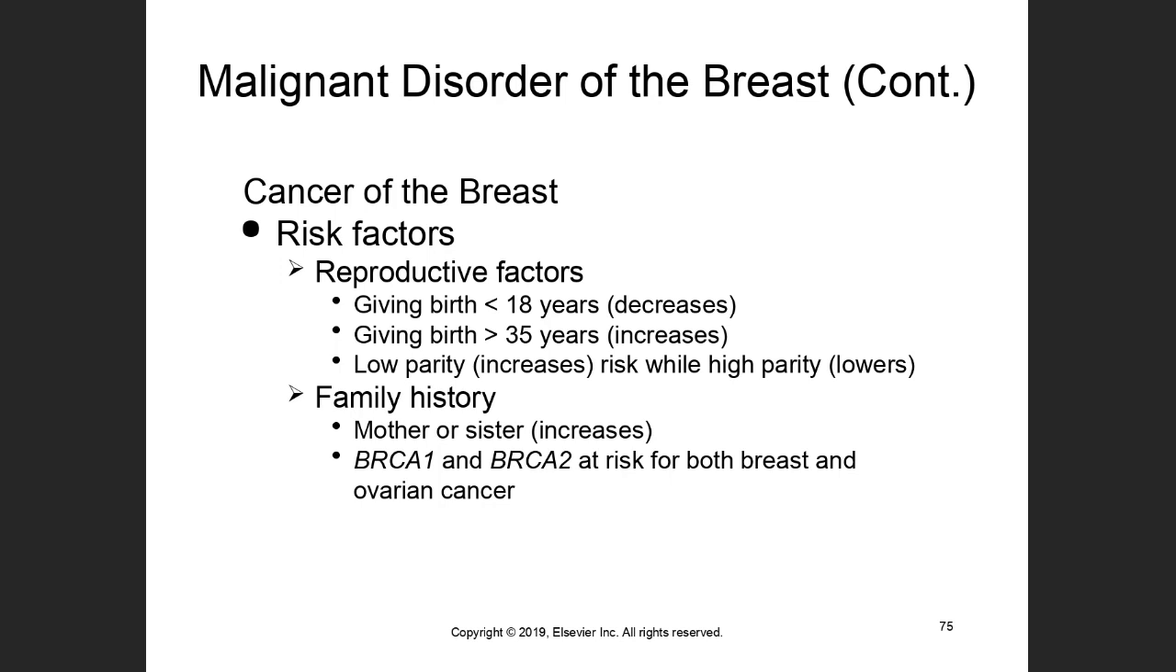Family history: mother or sister. When you ask for family history, it is first degree relatives. First degree relatives are mom and siblings, brother and sister. That's it. Uncles, aunts, or other relatives are second degree. Also, we have BRCA1 and BRCA2, which are a risk for both breast and ovarian cancer.